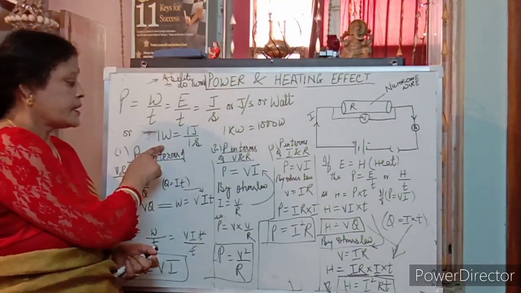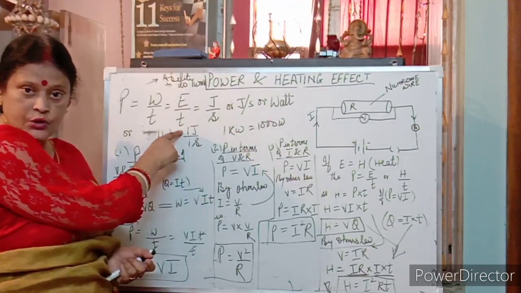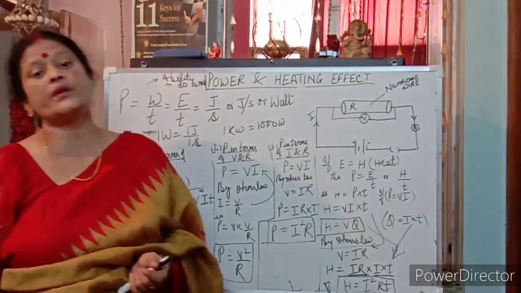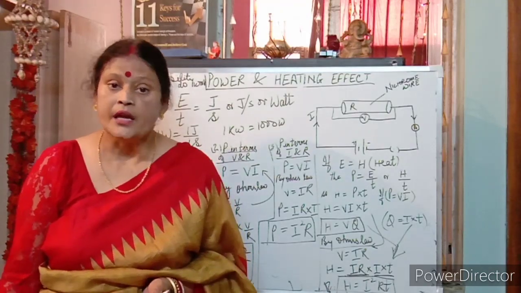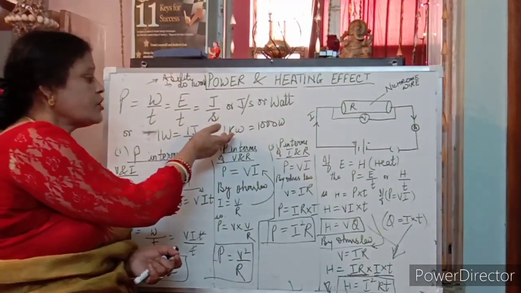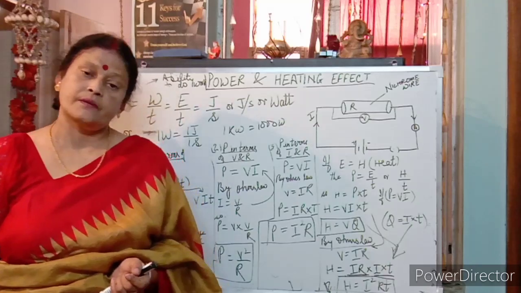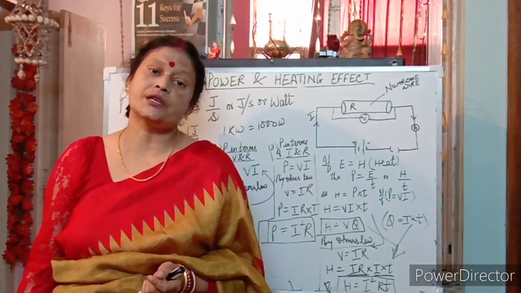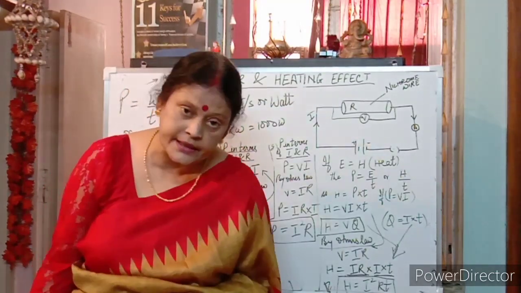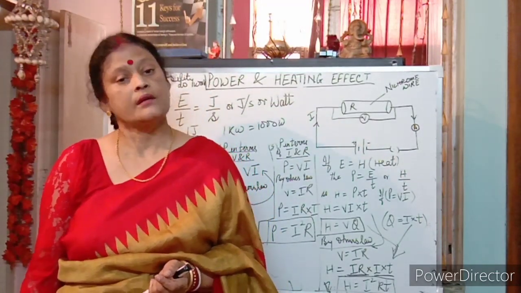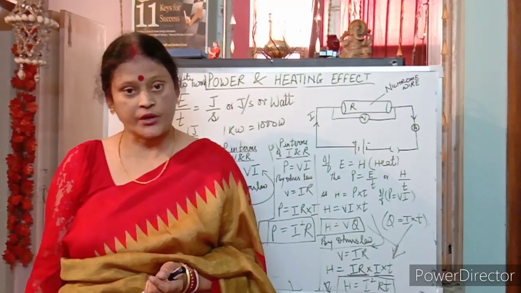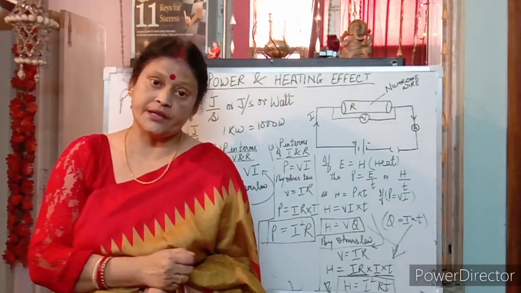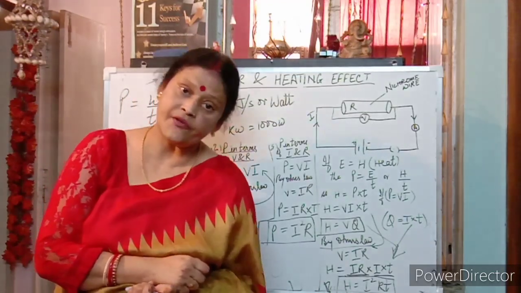What is 1 watt? The amount of electrical energy consumed in 1 second is known as 1 watt. If we are talking about a bigger unit, then 1 kilowatt is equal to 1000 watt. Clear, students? So this is power, very easy. The rate of energy consumed, or the rate of electrical energy consumed, is known as power. Rate means I am talking about time. Clear?